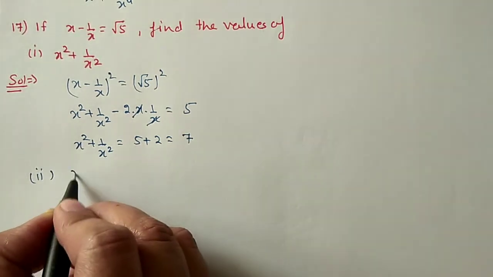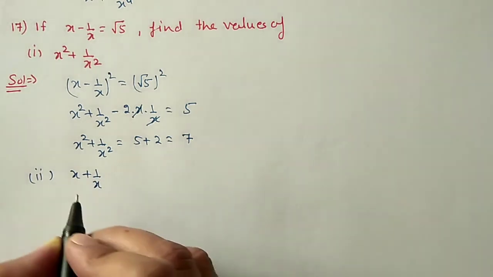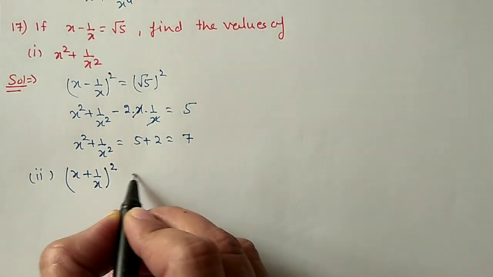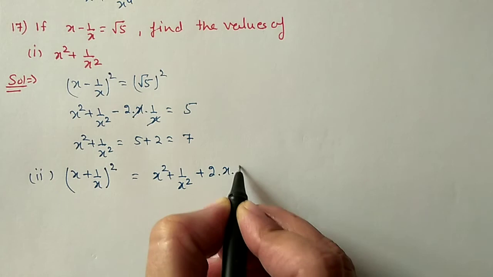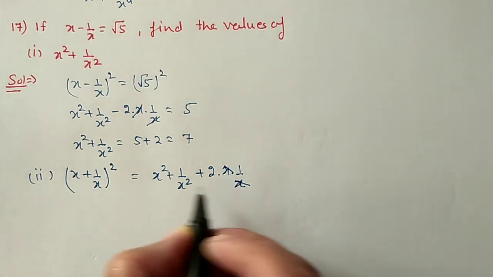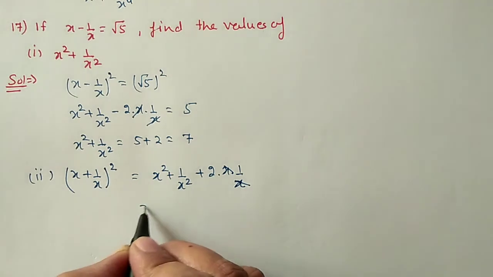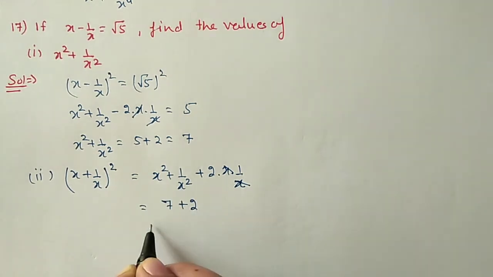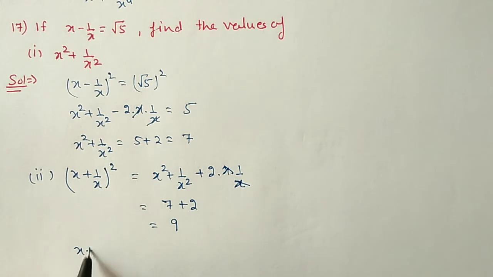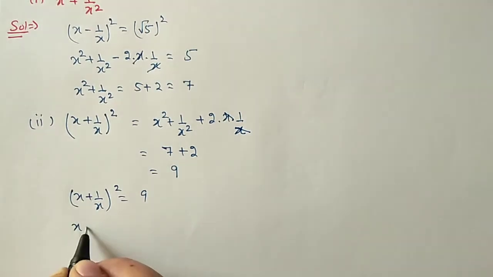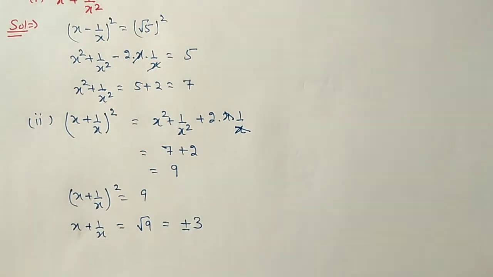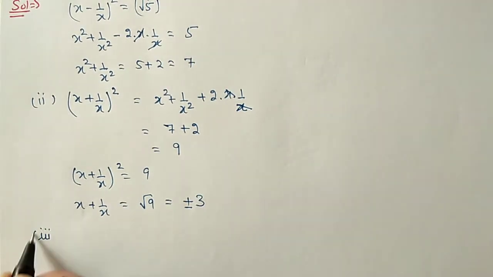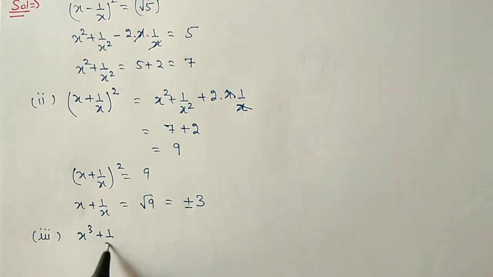Second part, we have to find out x plus 1 by x value. So we will use its formula. This is equal to x square plus 1 by x square plus 2 into x into 1 by x. X to x we can cancel out and this value we can substitute from here. This is equal to 7 plus 2 is equal to 9. So we have x plus 1 by x whole square is equal to 9. So the value of x plus 1 by x will be root of 9, which is equal to plus minus 3.